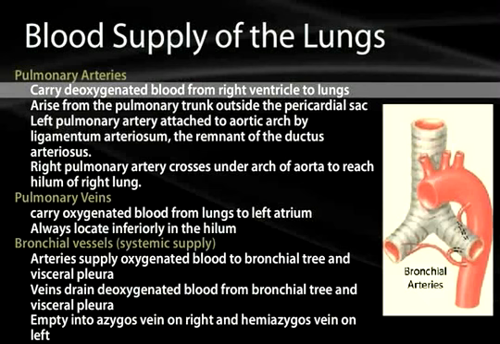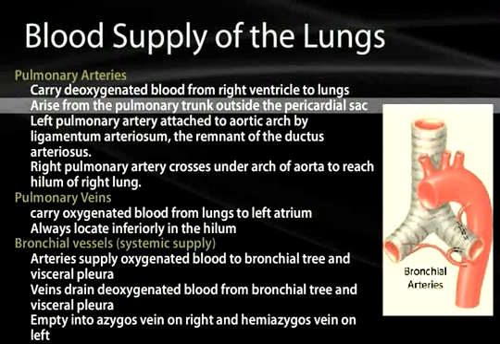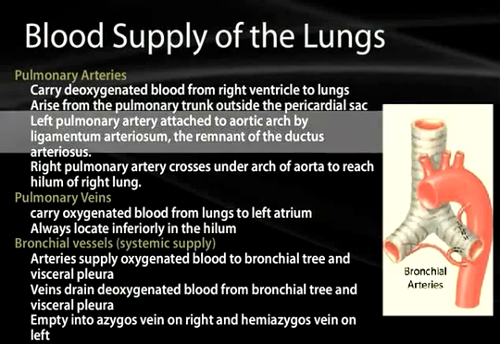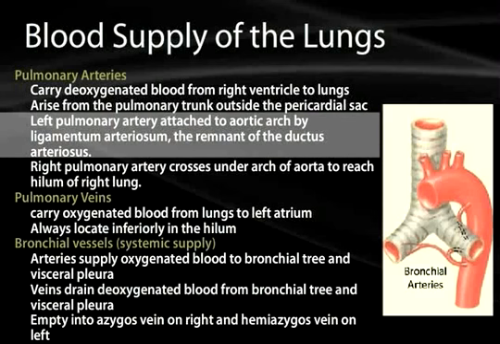The pulmonary arteries are going to be carrying deoxygenated blood from the right ventricle to the lungs, and they're going to arise from the pulmonary trunk outside the pericardial sac. There's going to be a left pulmonary artery which attaches to the aortic arch by the ligamentum arteriosum, and that's going to be the remnant of the ductus arteriosus.